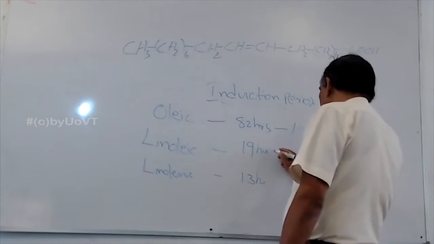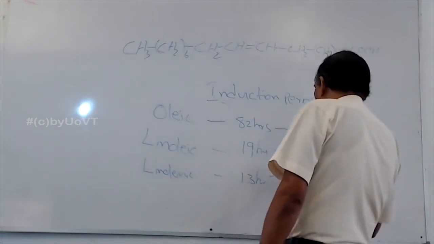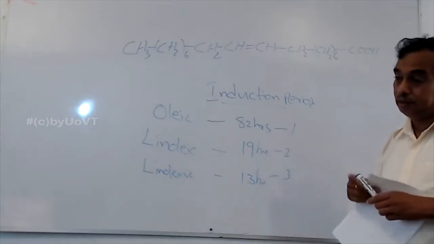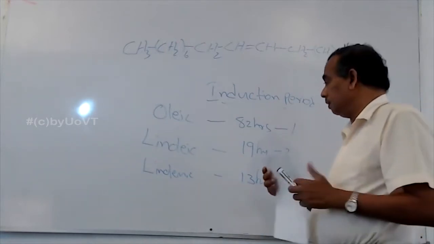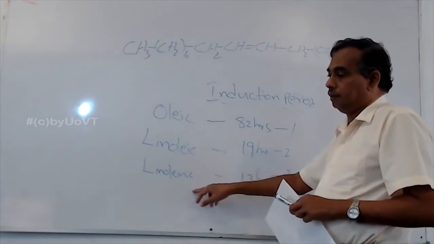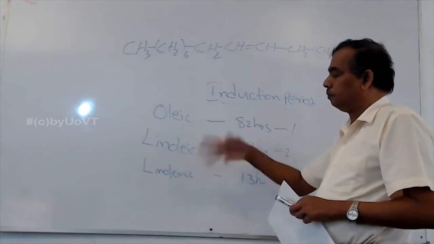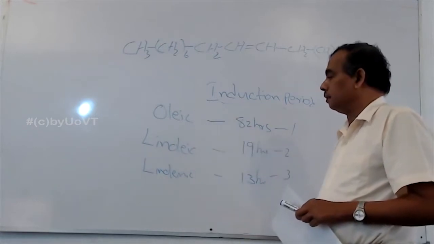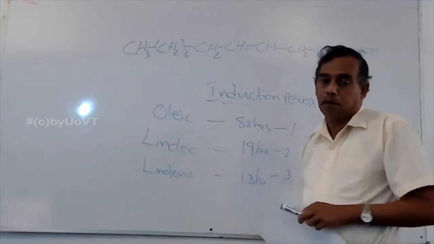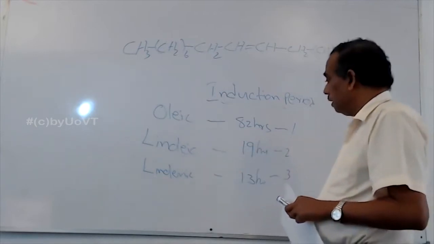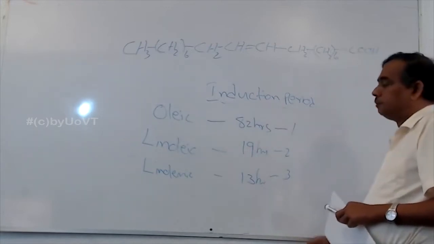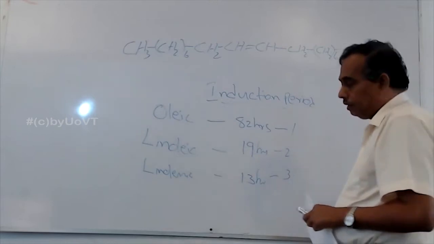linoleic 2 double bonds, linolenic 3 double bonds. In our first session, we discussed these are essential fatty acids, right? There are a number of food materials that contain linoleic, oleic-like compounds, fatty acids. Out of these, all are unsaturated. Therefore, all three types can undergo the oxidation process, right?